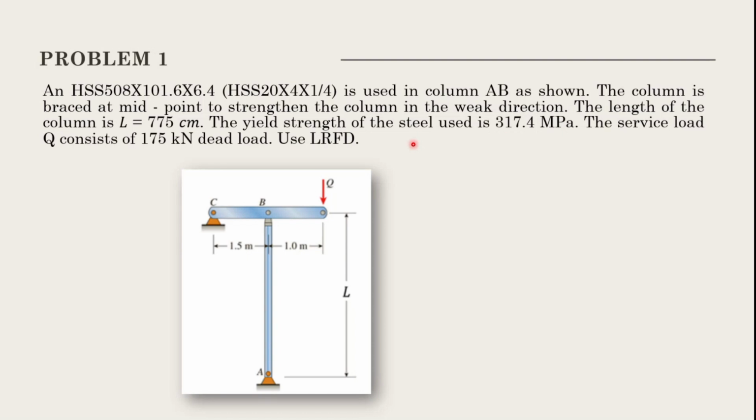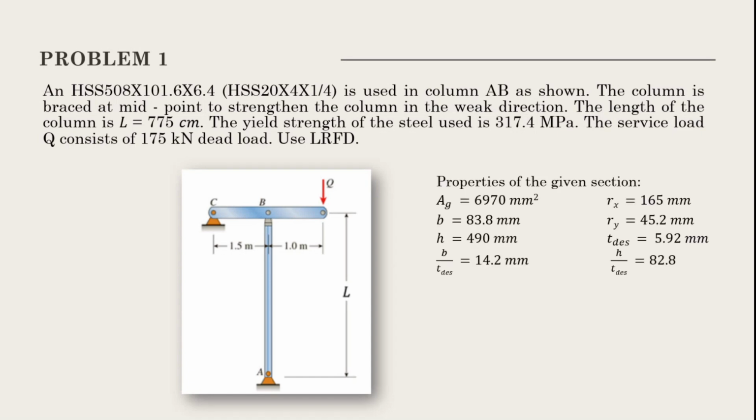So the question is the maximum live load that can be applied. Usually, gravity loads consist of the dead load and live load. Before we can compute the live load that can be applied, of course, we need to determine the capacity of our column. So we have here the section HSS 508 by 101.6 by 6.4.